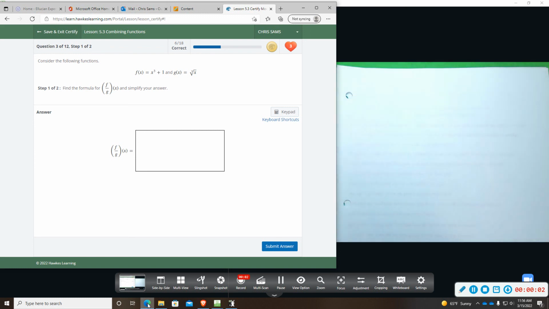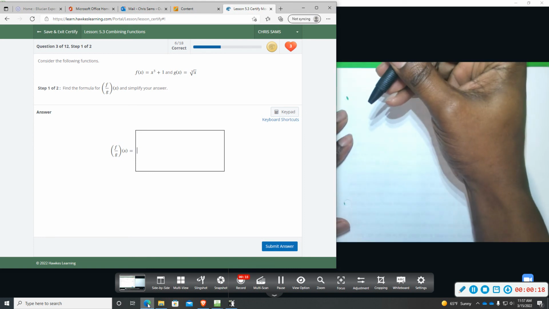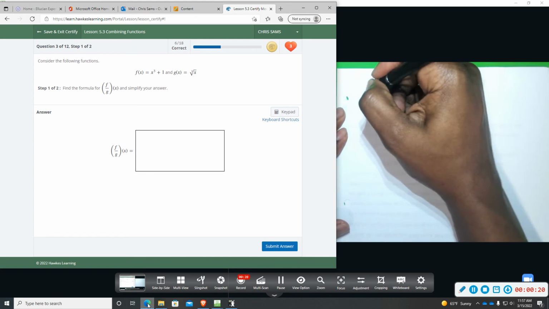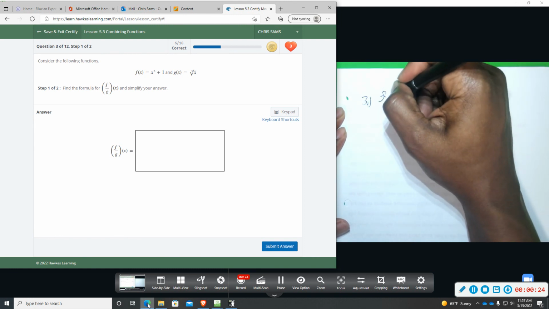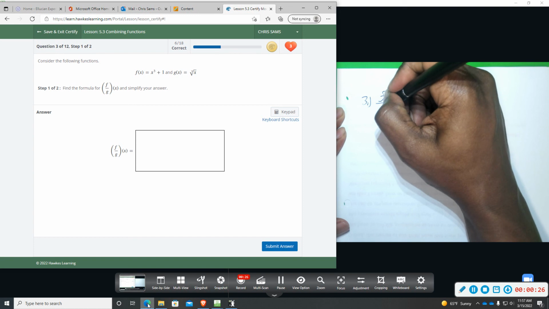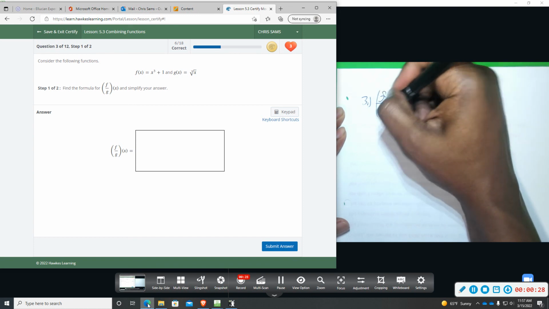Okay, number 3, we're going to consider the following formulas. We have f of x is x cubed plus 1, and g of x is the cube root of x. We want to find f divided by g of x. So we got two parts here. So f divided by g of x.